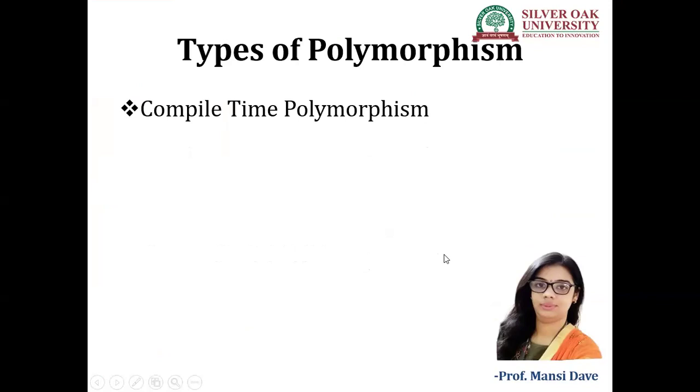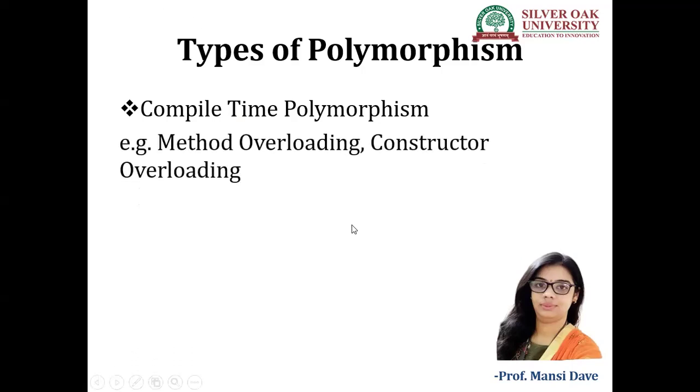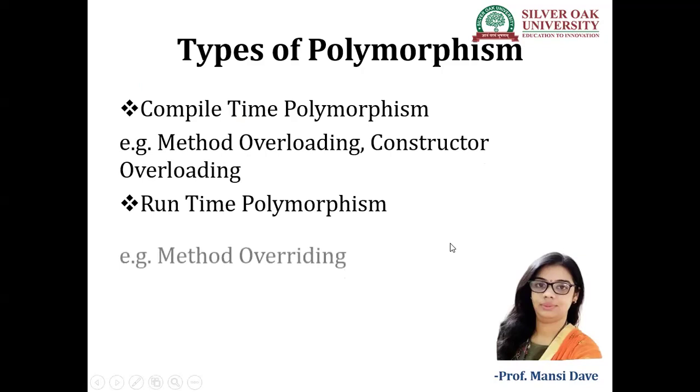As you already know, polymorphism means one name, multiple forms. There are two types of polymorphism. One is compile time polymorphism, in which the decision is taken at compile time. Examples are method overloading or constructor overloading. Any type of overloading comes under compile time polymorphism because we are taking the decision based on the arguments passed at compile time. Second is runtime polymorphism. An example of runtime polymorphism is method overriding.